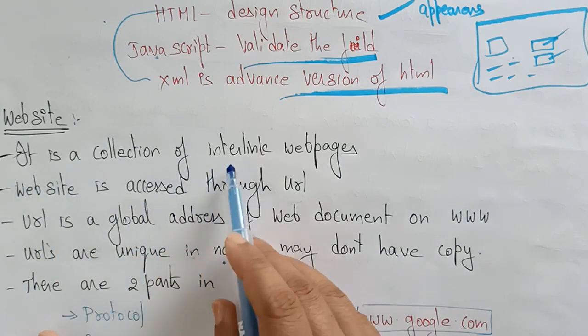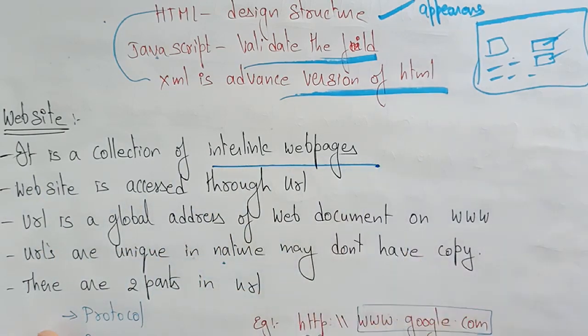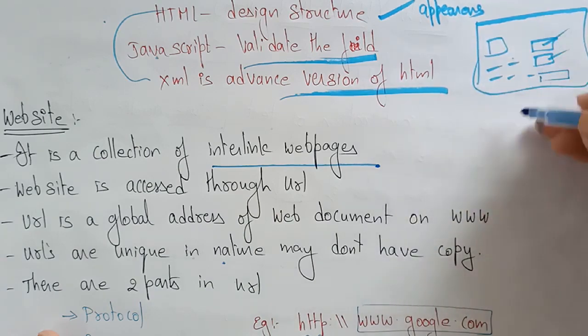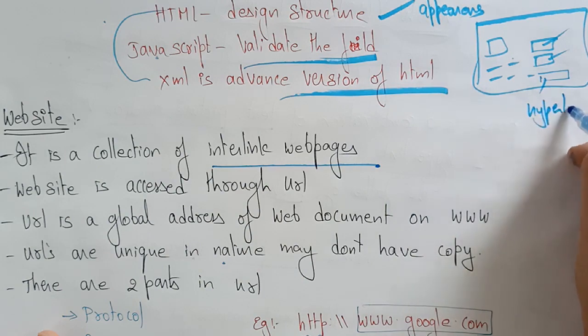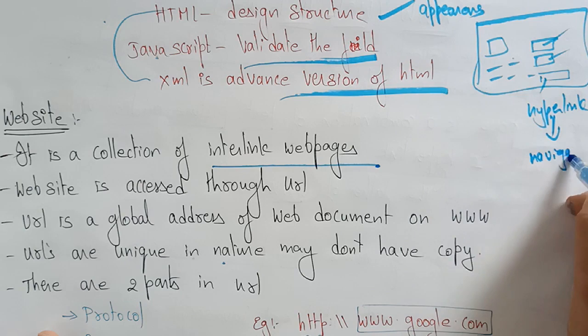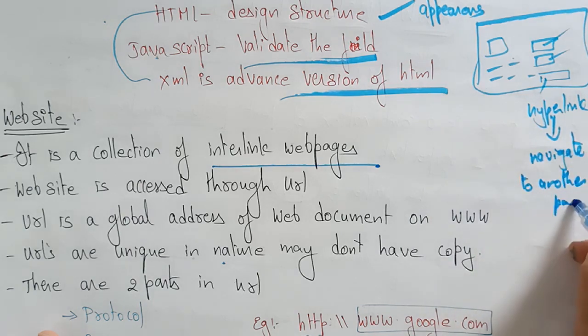A website is a collection of interlinked web pages. Whenever you read this page completely and want to navigate to another page, you have to click on the hyperlink. That hyperlink is going to navigate to another page. So that is the website.